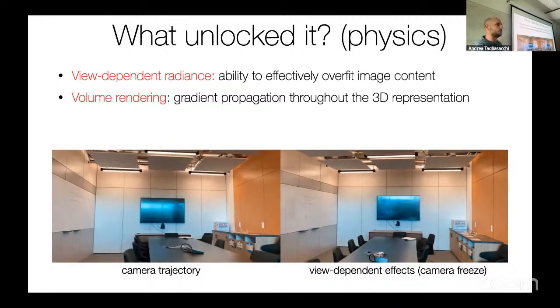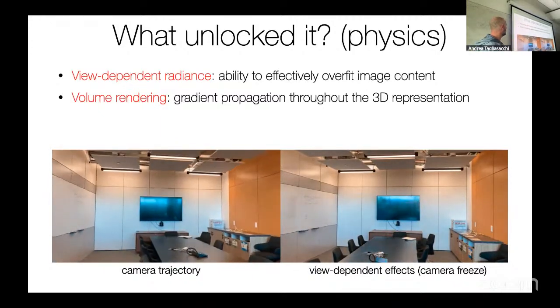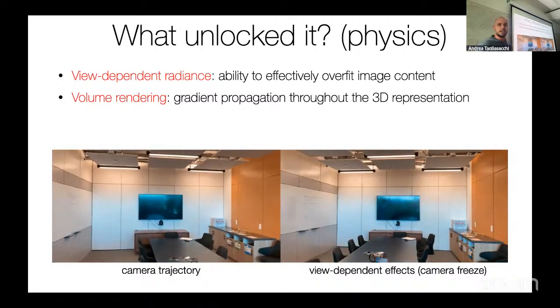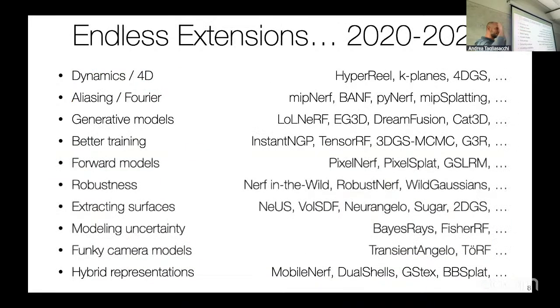And so now you can ask yourself, okay, now that these bits of core technology were developed, what do people do with it? People were completely nuts, right? People explored the topic of neural rendering and extending NeRF in all possible directions, from modeling 4D dynamics to modeling quantities in the Fourier domain by accounting for smoothness, to having forward models, to having robustness, to extracting surfaces, all sorts of things, right? And I'm going to go back to this slide a little bit later on.